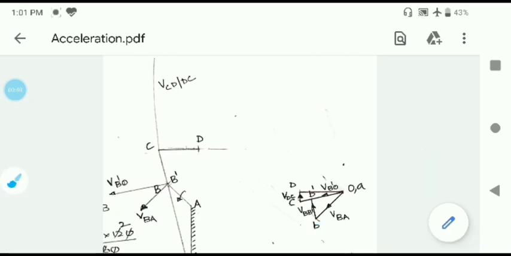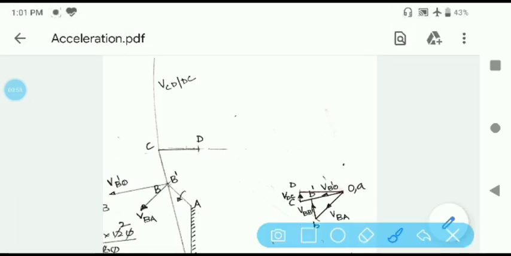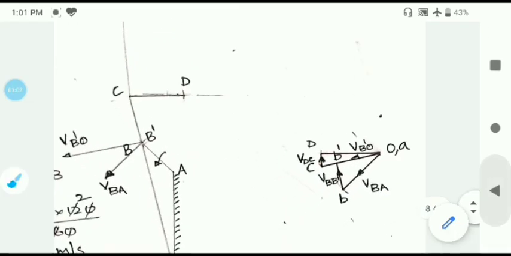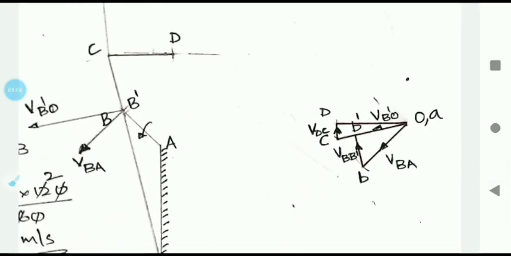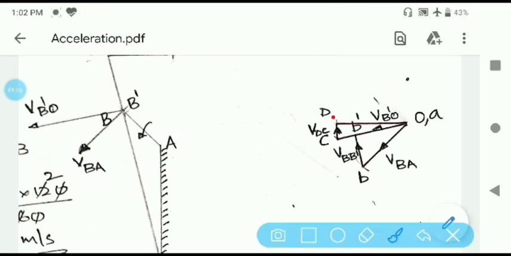So from C in the velocity diagram, you draw a line parallel to this line. That will meet the horizontal line from OA, and the meeting point will be D. This D should be in small letters. I have by mistake written it in capital letter, that should be in small letter. So this indicates the velocity diagram of this mechanism.